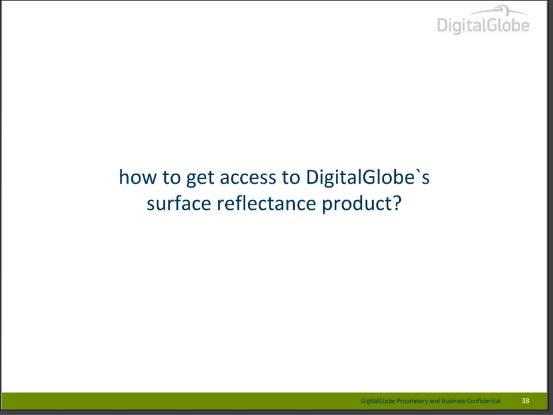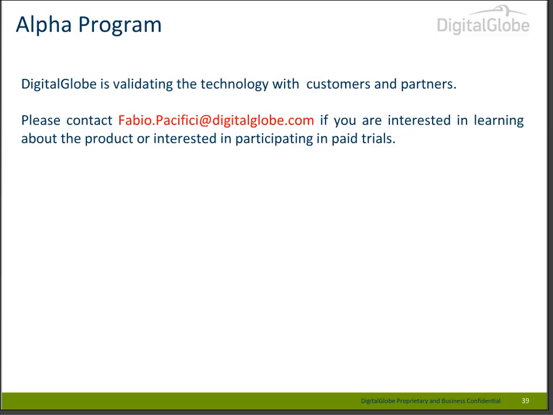So how can the user get access to the DigitalGlobe Surface Reflectance product that is being generated by DigitalGlobe? So we have established an alpha program, and so basically DigitalGlobe is validating this technology now with customers and partners. And so if you are interested in learning more about the product or interested in participating in these paid trials, I would suggest you write me an email at fabio.pacifici@digitalglobe.com, and I can provide you more information.